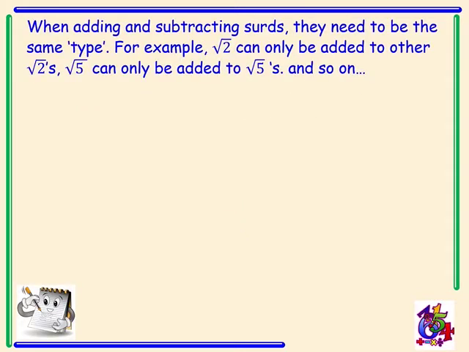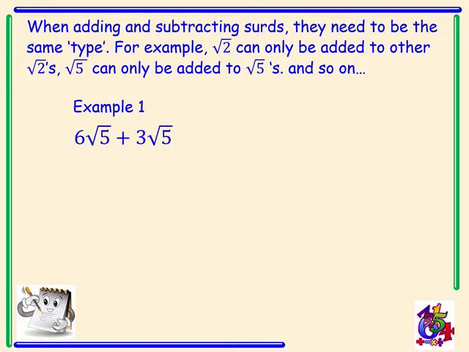So when adding and subtracting surds, they need to be the same type. For example, a root 2 can only be added to other root 2's, and a root 5 can only be added to other root 5's, and so on. It's like algebra, x's with x's and y's with y's.